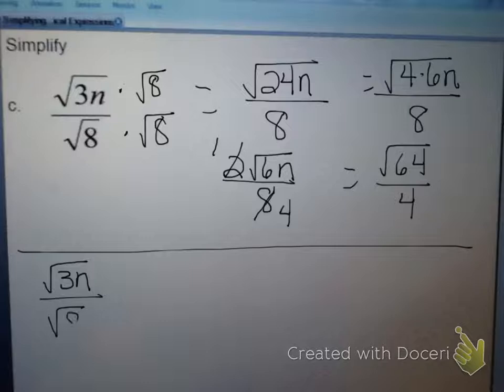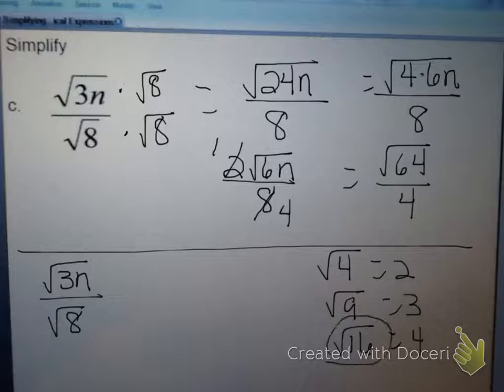Looking at your square root table, look at your perfect squares. Could I have multiplied 8 times some number other than itself to give me a perfect square? Yeah, I can multiply 8 times some number to give me square root of 16. What is that number? Square root of 2. So it's not always itself. Sometimes it's other numbers.